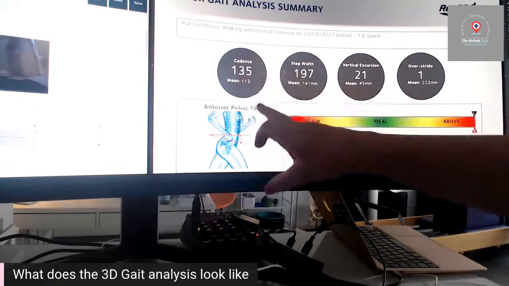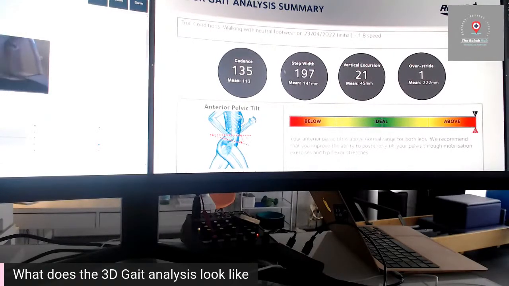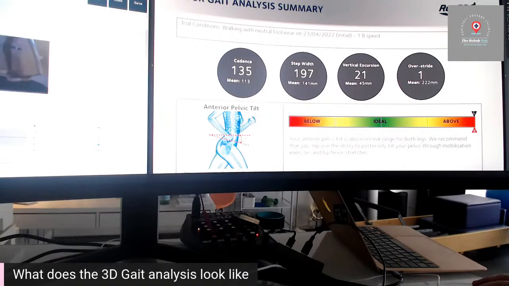So we can see immediately this particular patient's walking really fast, right? The mean is 113, he's 135. So there's something going on there. Step width, 197, and the mean is 141. So he's really wide. That immediately will tell us something around his hips. It's usually an indication of tightness through the hips, but we take that in a full clinical presentation and what their history is. But certainly this particular patient is walking too wide.